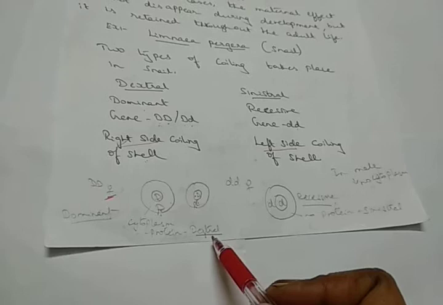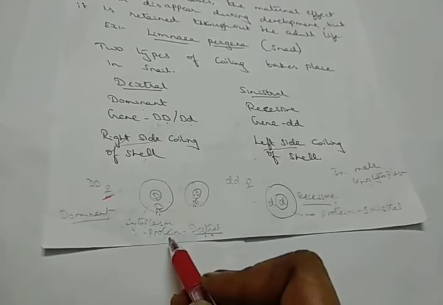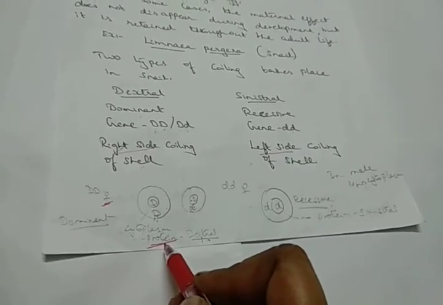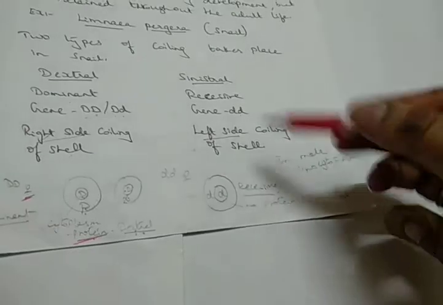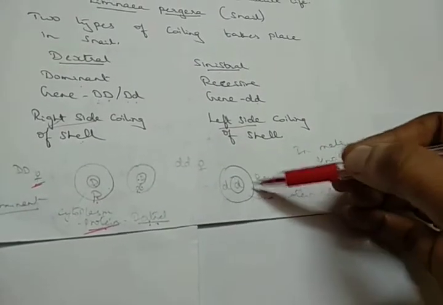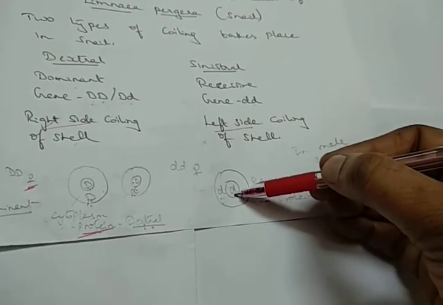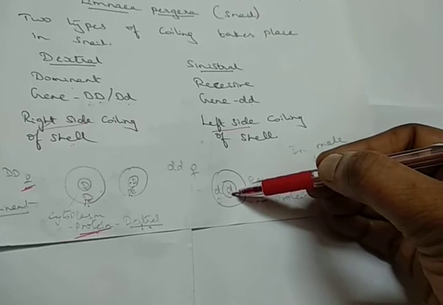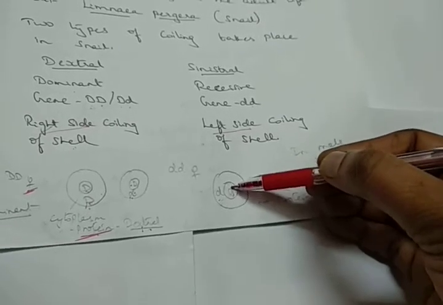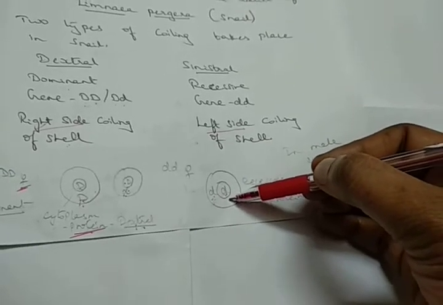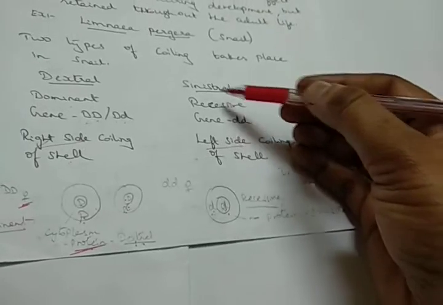For the right side coiling, the dextral form, the important part is that there will be the presence of a certain protein which is going to help for that. If it is a sinistral form, the recessive one, you can observe in the female again, there is no dominant gene at all. There is a recessive form, the lower case d, in the nuclear region and also in the cytoplasm. There is no dominant gene at all. So since there is no dominant gene, it is called sinistral. So this is how it is going to occur.